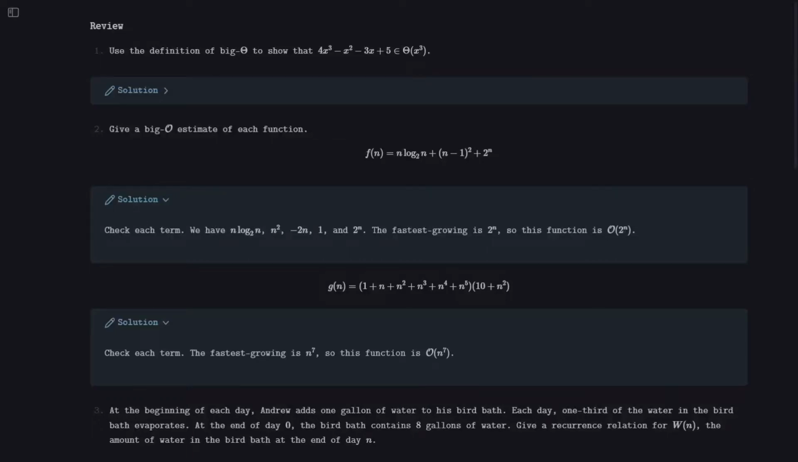Hello and welcome to a review session of Math 225, Discrete Mathematics. Today we're going to be solving a sample paper with some questions to review the final exam.